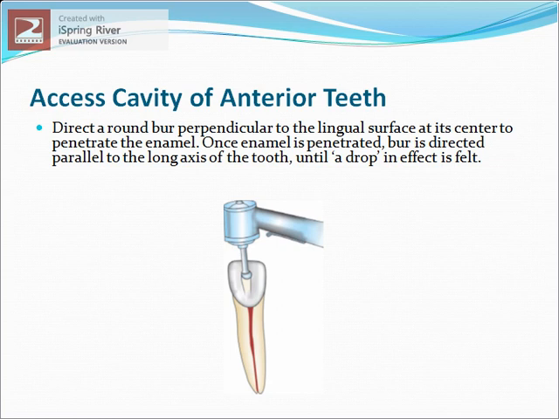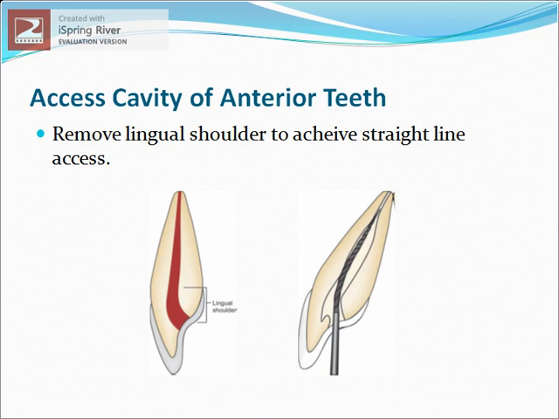Once enamel is penetrated, the burr is directed parallel to the long axis of the tooth until a drop-in effect is felt, which means the burr has entered the pulp chamber. Once the canal orifices are located, extra preparation should be done in order to remove the lingual shoulder using Gates Glidden burrs or carbide burrs to achieve straight line access. The lingual shoulder is a constriction located lingually at the junction between the pulp chamber and the root canal.